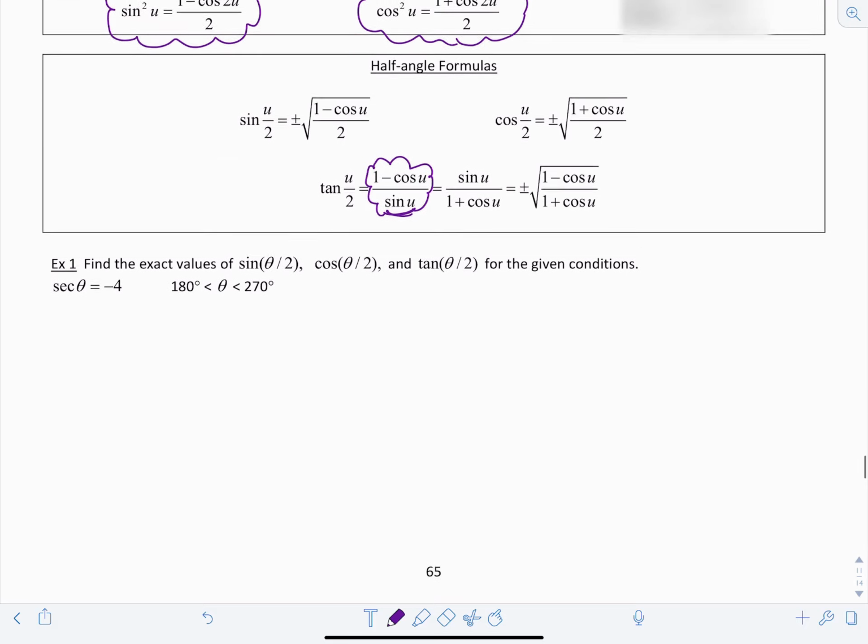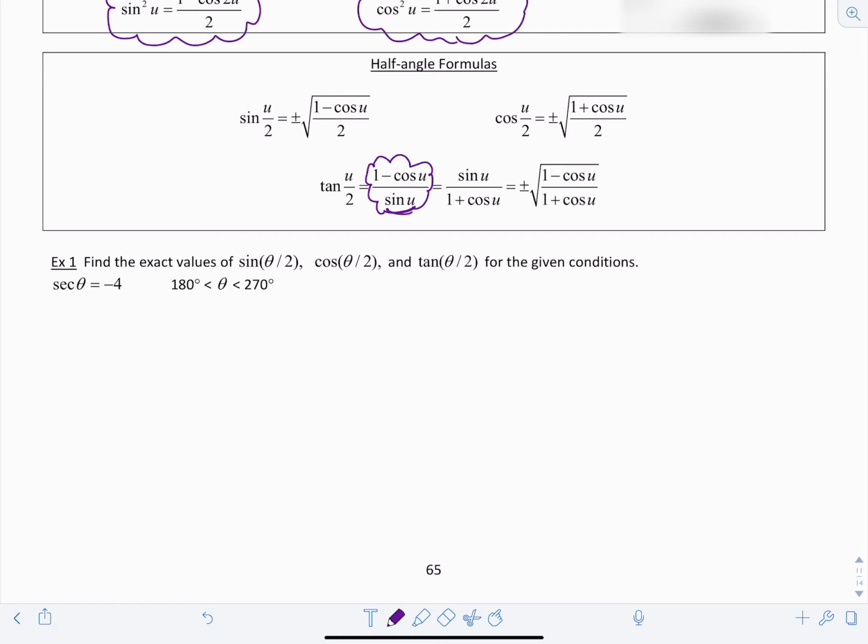Example 1: find the exact values of sine of theta over 2, cosine theta over 2, and tangent theta over 2 for the given conditions. So first thing they tell me is that theta is between 180 and 270, and that secant of theta is -4. So I'm going to right away rewrite this piece of information. That tells me that cosine of theta is -1/4, right? The reciprocal.